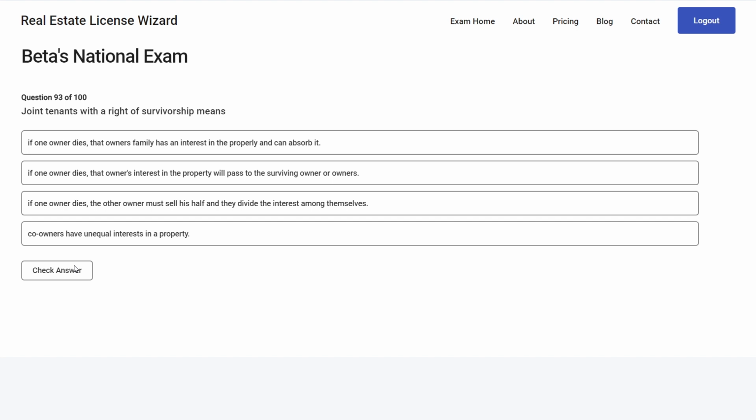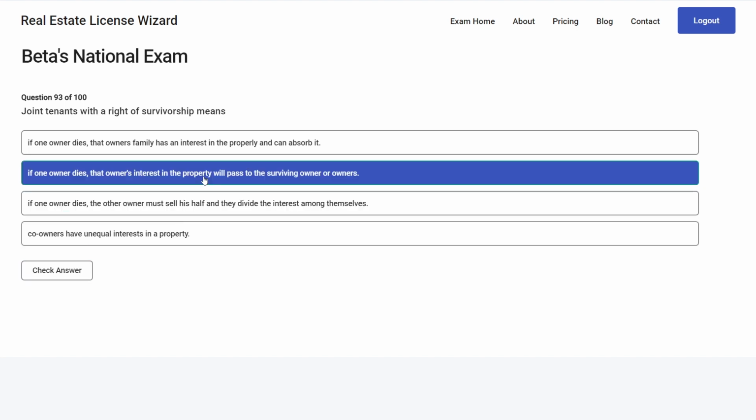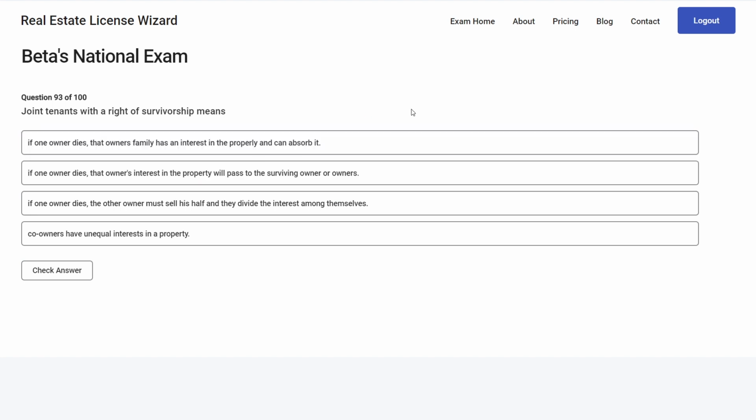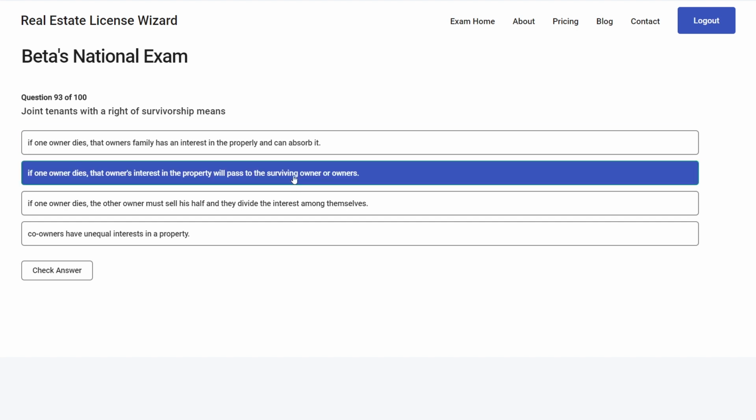All right, you guys figure it out? It means if one owner dies, the owner's interest in the property will pass to the surviving owner. So the correct answer will be this one.